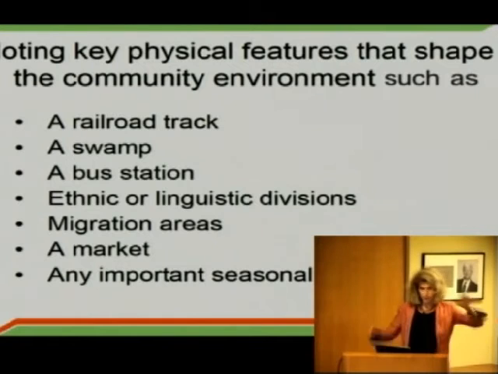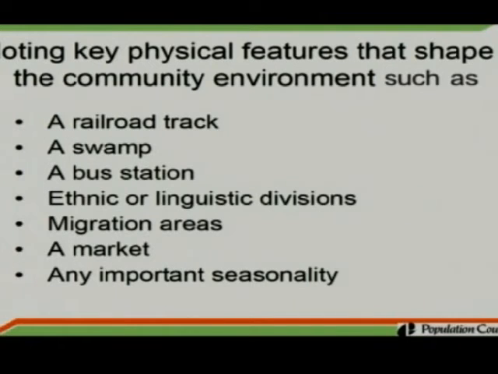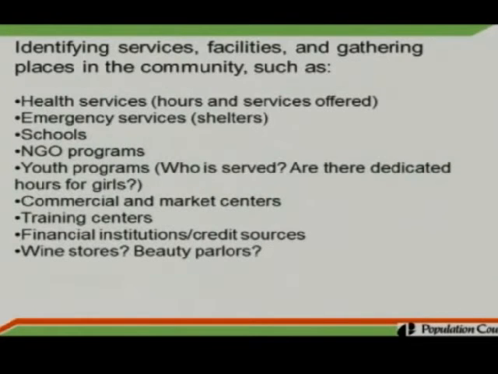Now take out your map, maybe make a circle, and just start drawing. What features are in this community? A railway track, a swamp, a bus station, ethnic or linguistic divisions, migration areas, a market, and any important seasonality. Start thinking about this community as a dynamic social entity.